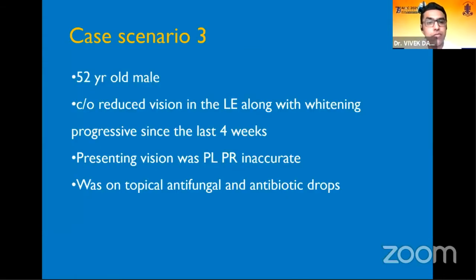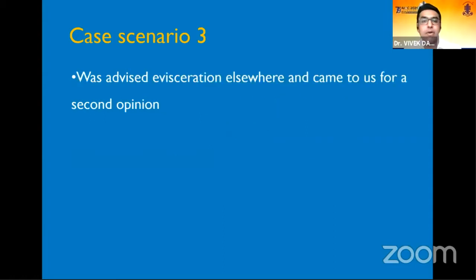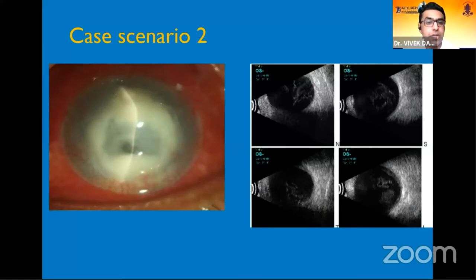Last, a 52-year-old male, reduced vision in the left eye along with whitening, progressive since the last 4 weeks. Presenting vision again PL/PR inaccurate, was taking topical antifungal and antibiotic drops elsewhere. Had two visits elsewhere where he was advised evisceration, and he just came to us for another opinion to see whether the eye could be salvaged. This is what the presentation was.